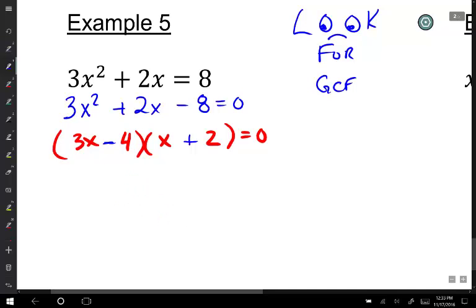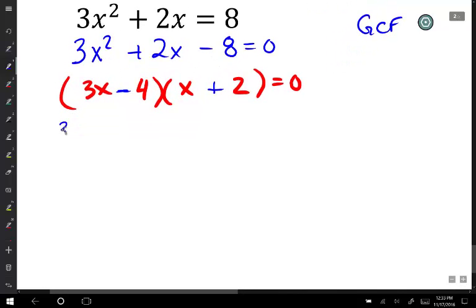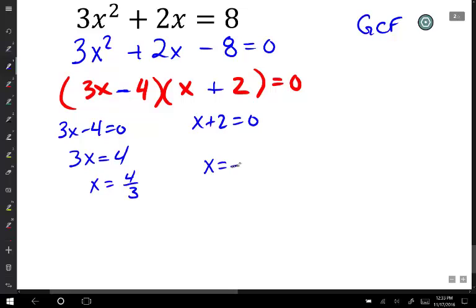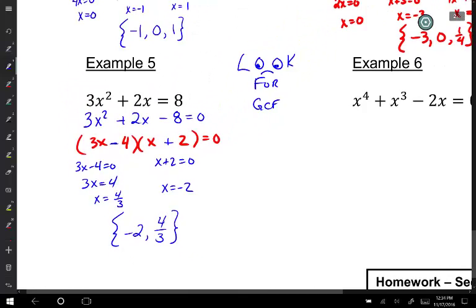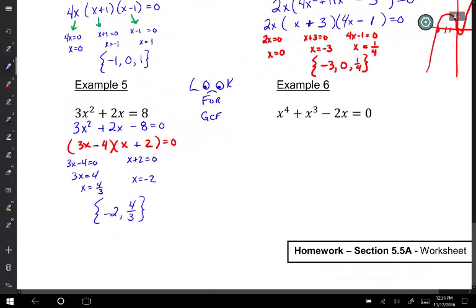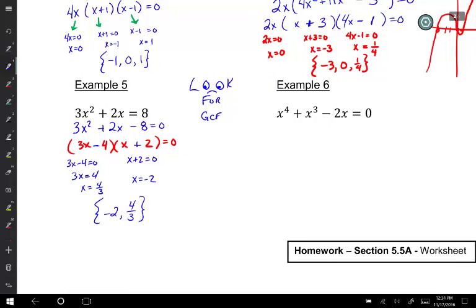Okay, so let's set them each equal to 0. 3x minus 4 equals 0. X plus 2 equals 0. 3x equals 4. X equals 1 1/3 or 4/3. X equals negative 2. This is the one time where you might not have a 4/3 as an answer. If you were graphing it, it's kind of hard to graph 4/3, so you go 1 1/3 if you had to graph it, but we're not in this case. Questions there?